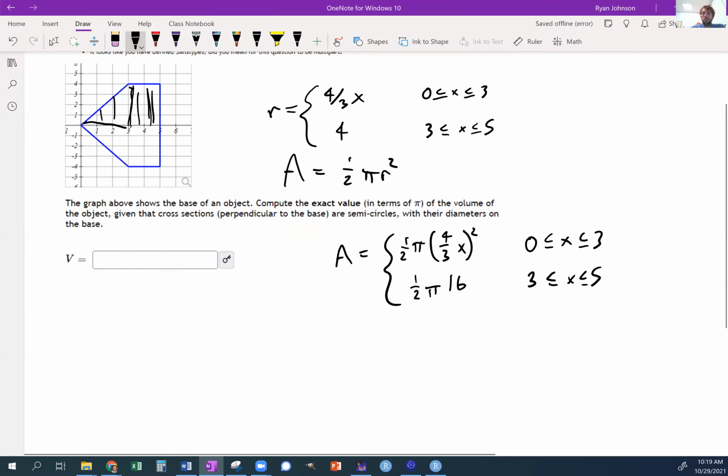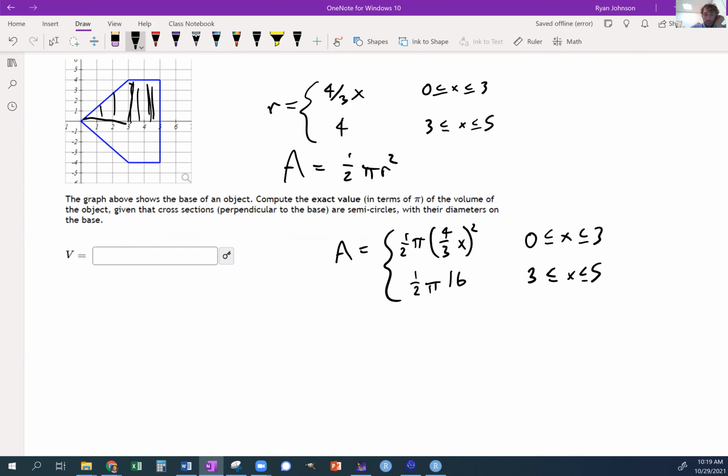All right, so let's simplify this. The first one simplified would be 16 over 9 times 1/2, which is 8 over 9. So area is 8 pi over 9 times x squared, or just 8 pi, when x is between 0 and 3, and 3 and 5.